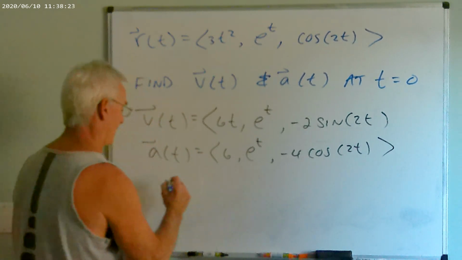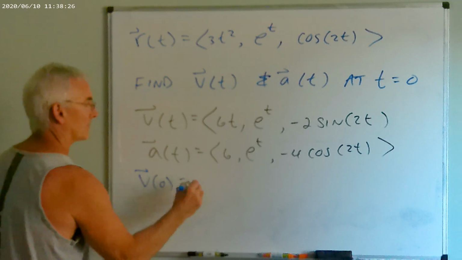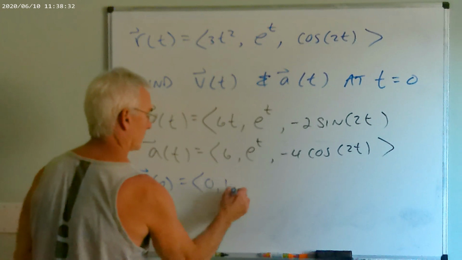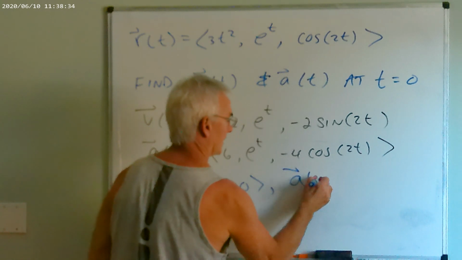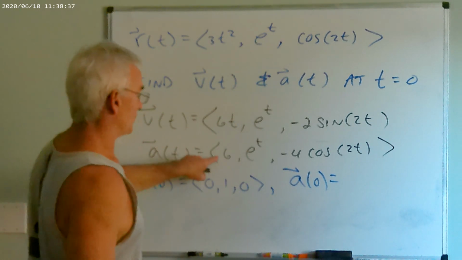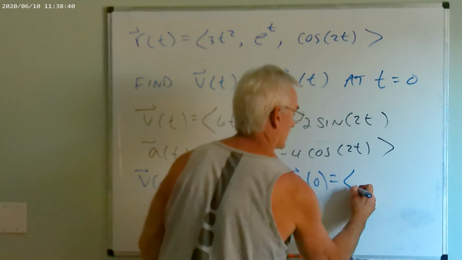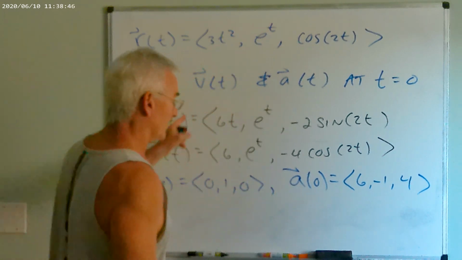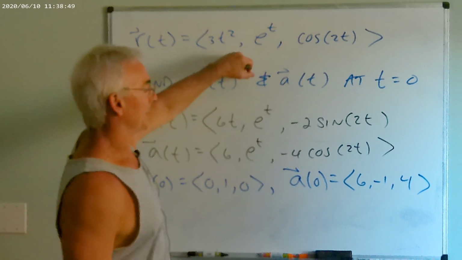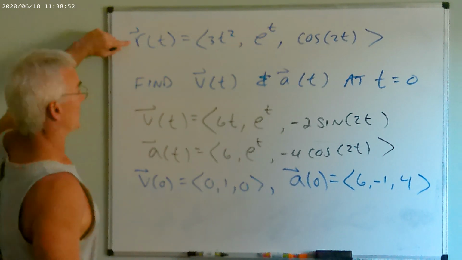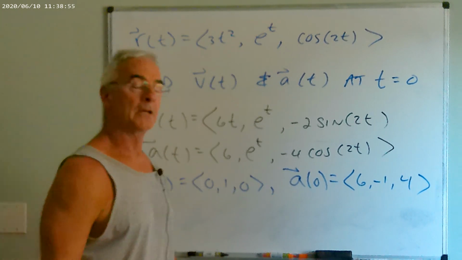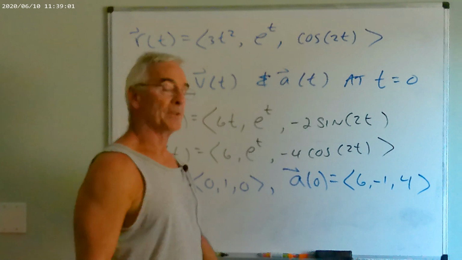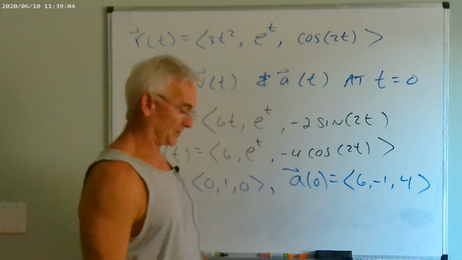Now let's go ahead and find v of 0, which would be 0, 1, 0. A of 0 would be 6, 1, negative 4. Now, based on what we did before, you notice none of these vectors are orthogonal because I do not have anything of constant length. That was a special case. In general, given r of t, finding v of t and a of t should not represent much of a challenge. We're going to work into much more depth later on these things. Now, in the next video, we're going to talk about specific aspects of motion in space.